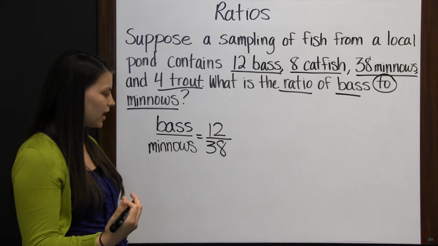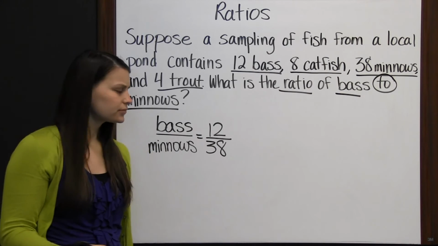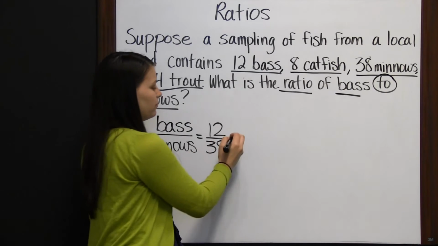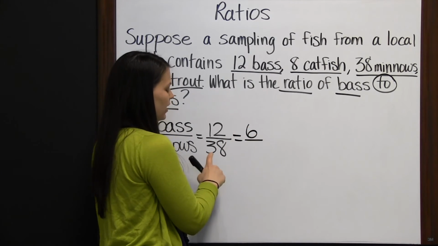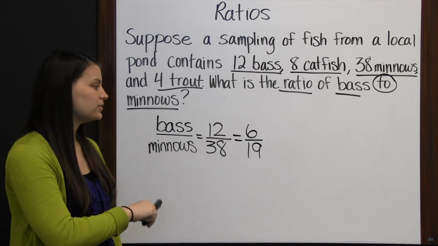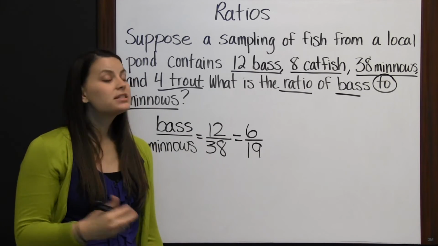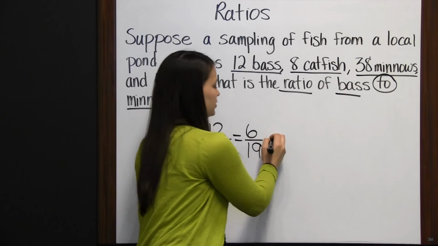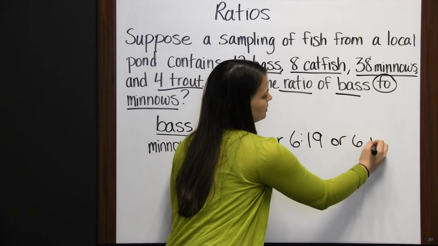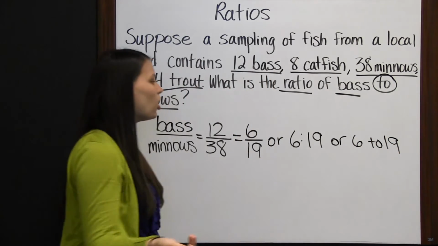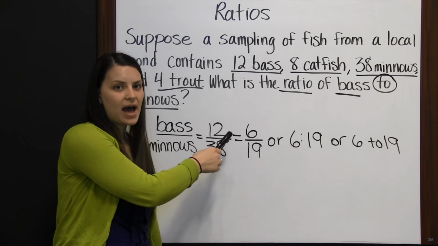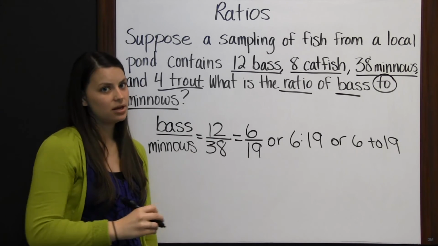But again, since this is a fraction, we're going to simplify it if we can. And 12 and 38 do have a GCF of 2, so we're going to divide 12 by 2 to get 6, and we'll divide 38 by 2 to get 19. Therefore, our ratio of bass to minnows is 6 to 19. But that's not the only way we can write a ratio. We could also write it as 6 to 19 or as 6 to 19. And these all mean the same thing, and they all give you the same information, that for every 6 bass in the pond, there are 19 minnows in your pond.